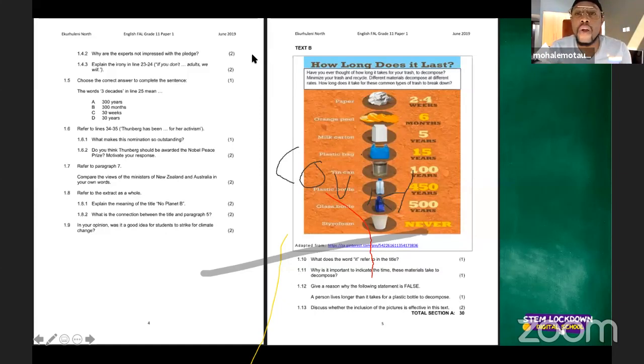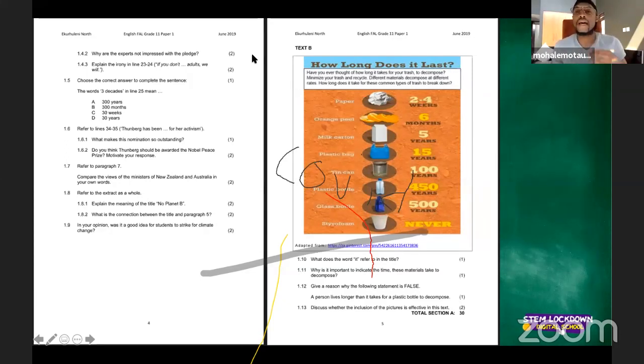Text B says, how long does it last? Have you ever thought of how long it takes for trash to decompose? Minimize your trash and recycle. Different materials decompose at different rates. How long does it take for these common types of trash to break down? It says paper 2.4 weeks, orange peel 6 months, milk carton 5 years, plastic bags 15 years, tin can 100 years, plastic bottle 450 years, glass bottle 500 years, and styrofoam never.